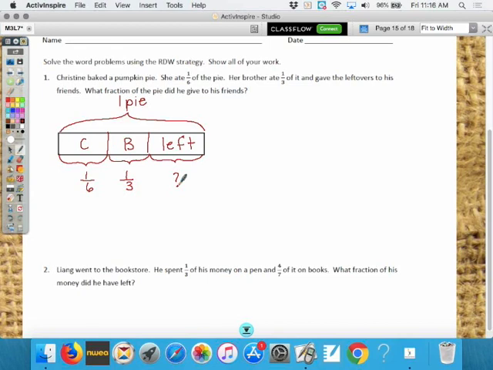Okay, so same type of problem. So we'll add these two together and subtract from the whole. Common denominator for 6 and 3. 18. 18. 2 boxes.